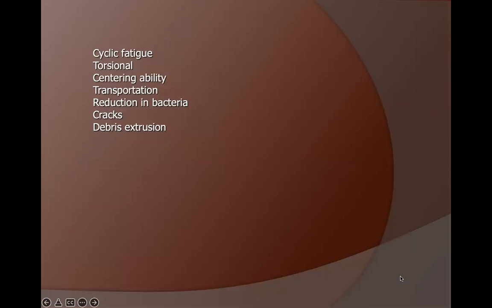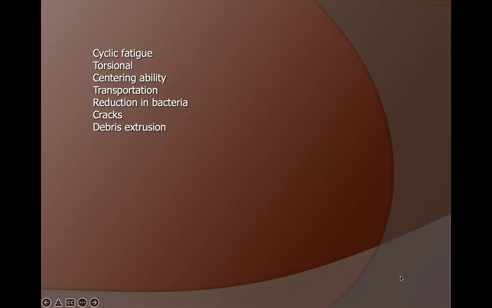So the main properties of our concern are cyclic fatigue and torsional fatigue, which lead to fracture of an endodontic file. Cyclic fatigue is nothing but the tension will add up by repeated use, and it may lead to failure or fracture. Torsional failure means if you exceed the torsional force of a file, it will fracture.